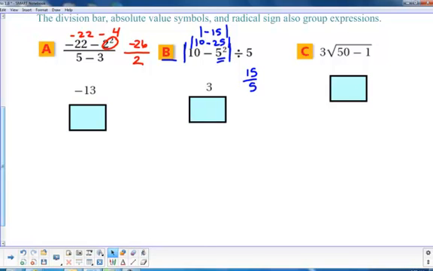And the last one, letter C on this page. Go ahead and hit pause. The square root also serves as a parentheses. So the square root underneath it is 50 minus 1. So it's really the square root of 49. And the square root of 49 is 7. So 3 times 7 is 21.